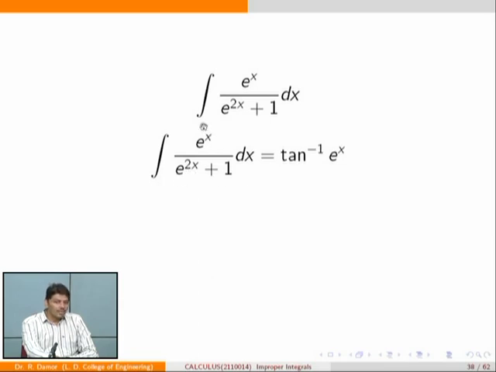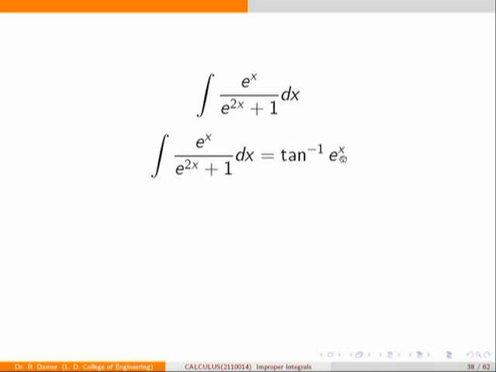So this whole thing can be converted into 1 upon u square plus 1 du. So the integration of 1 upon 1 plus u square is nothing but tan inverse u, but we put u equal to e raised to x. So the whole integration can be written this way, tan inverse e raised to x.